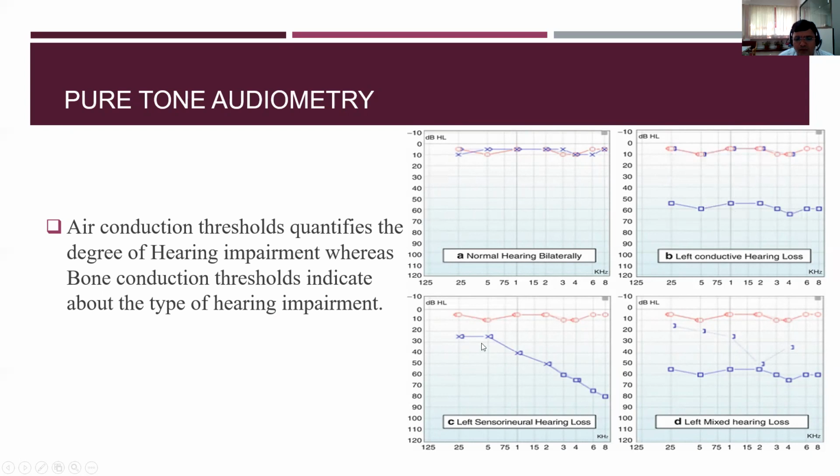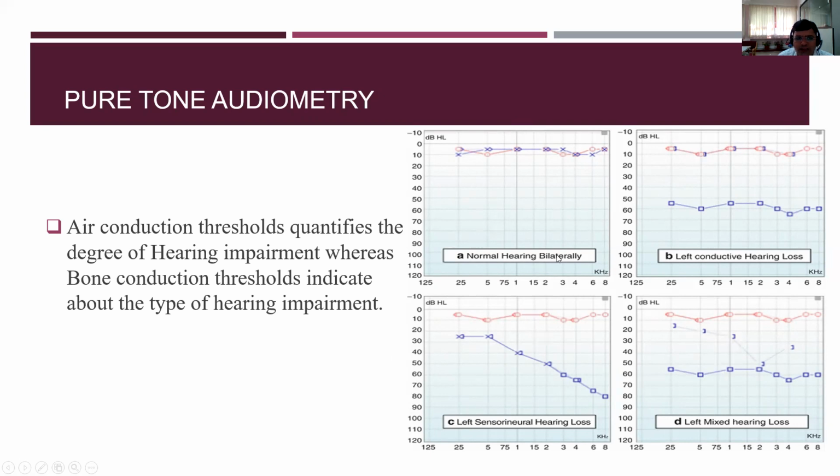The third one is a typical example of left ear sensorineural hearing loss, where both bone conduction pathways as well as air conduction pathways are affected, and the loss is more in the high frequency areas. The fourth one represents mixed hearing loss, where both air conduction and bone conduction are affected, but the difference between the two is greater than 10 dB.